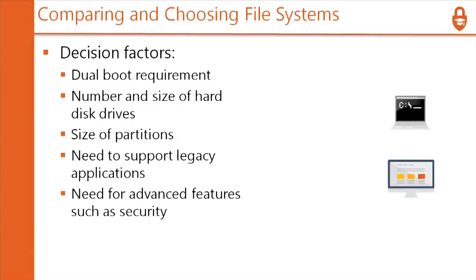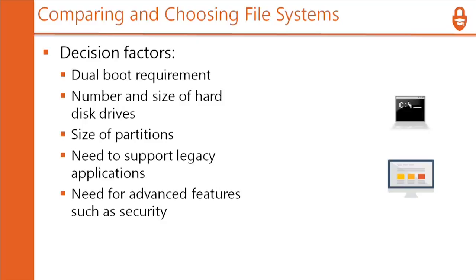Comparing and choosing file systems. So the decision factors: dual boot requirements, do they support it or not? Number and size of hard disk drives, that's relevant, right? Do you want each OS on its own disk? Maybe if you're running a hypervisor, everything's going to load on its own, so this is irrelevant. You might even abstract the hard drives and just have one thing that you write to, and then it figures out what it's going to put on what drives. RAID, for example. And then size of partitions, that's important.